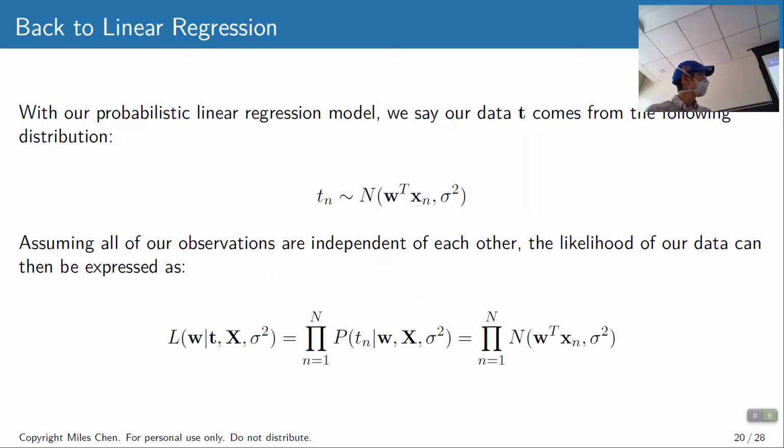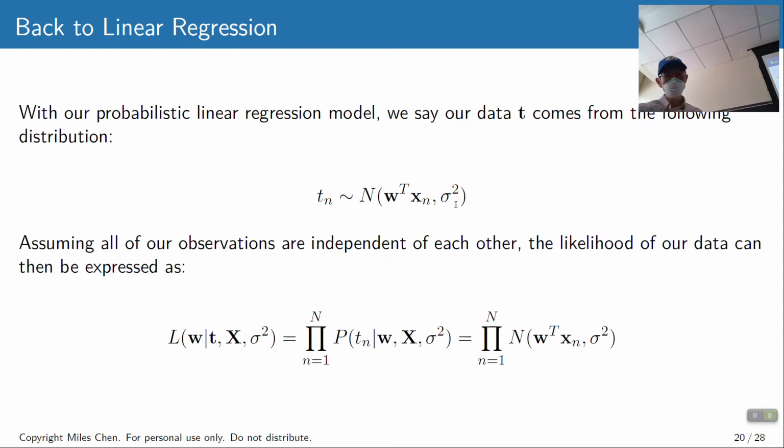Okay, so with linear regression, we go back to this and we say, all right, if this is my data, my observations come from this normal distribution, can I figure out the w that maximizes this? Now, technically there are 2 parameters; sigma squared, the variance, is also a parameter.